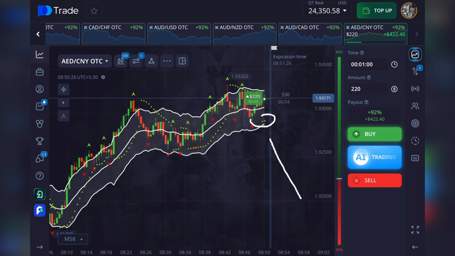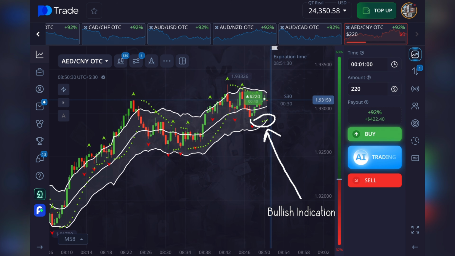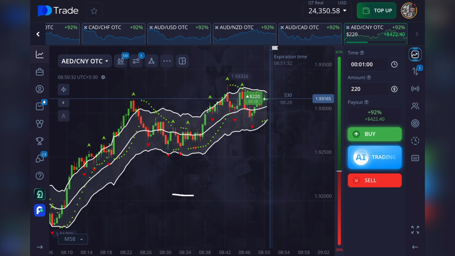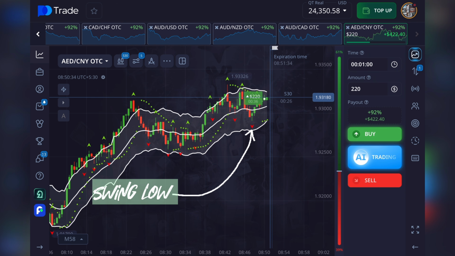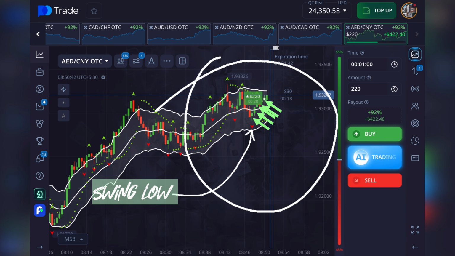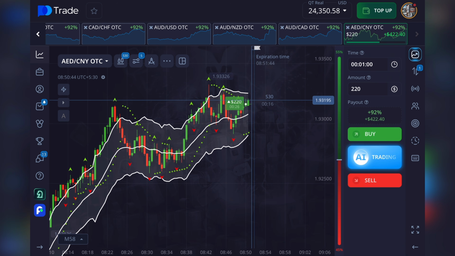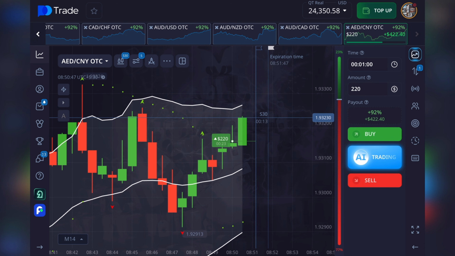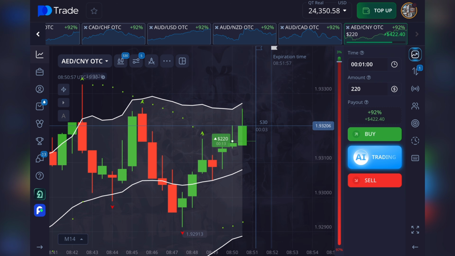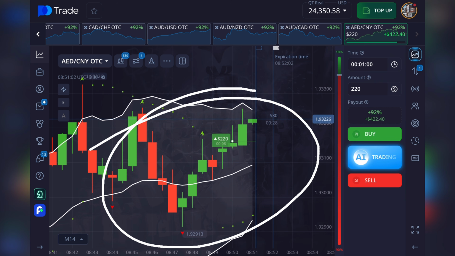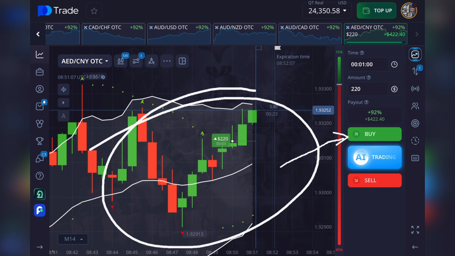At the same time, the parabolic SAR dots were below the candles, which was supporting the upward direction. The fractal indicator had already highlighted the recent turning areas, and the latest price action was showing that buyers were trying to continue the move. So, in this setup, I mainly focused on the bullish chart structure, the Keltner Channel support, and the parabolic SAR confirmation. Based on these observations, I placed an upward entry here.